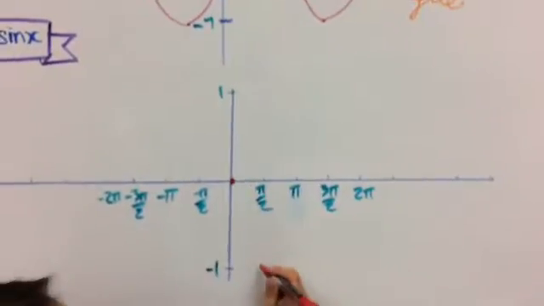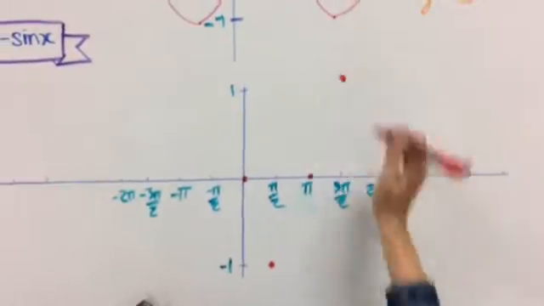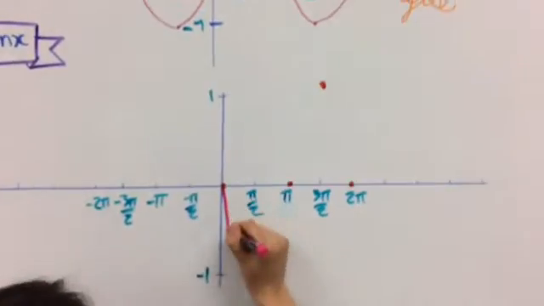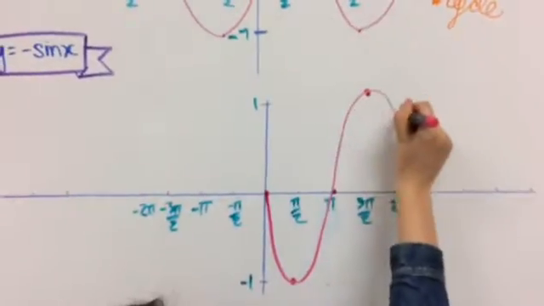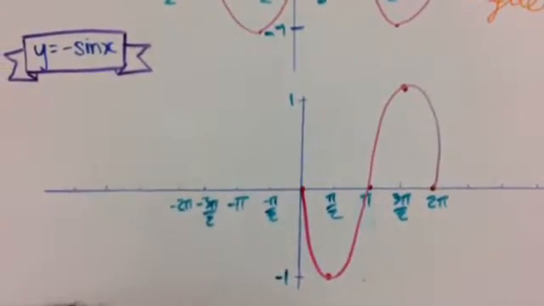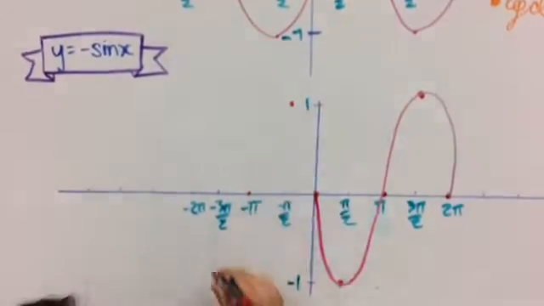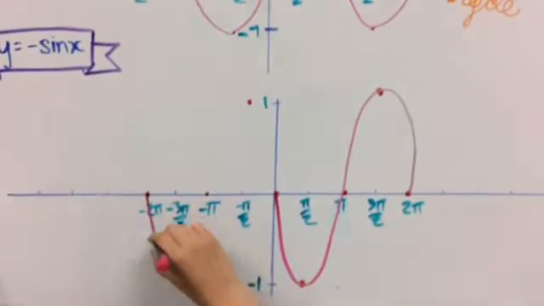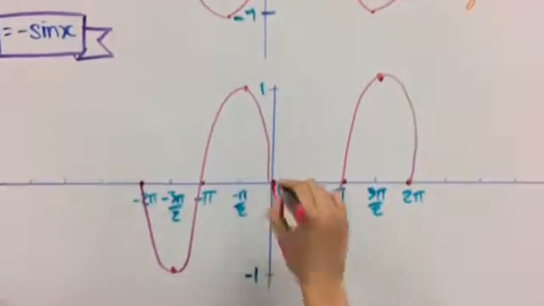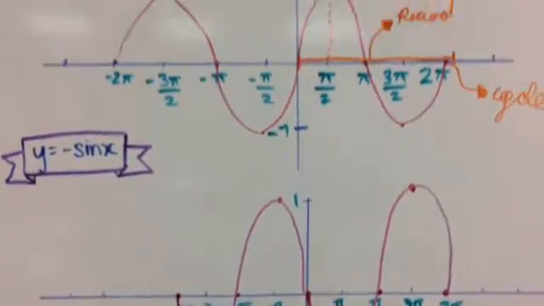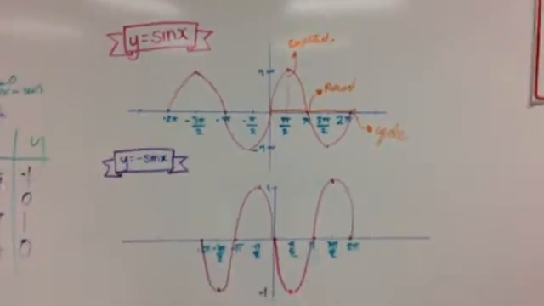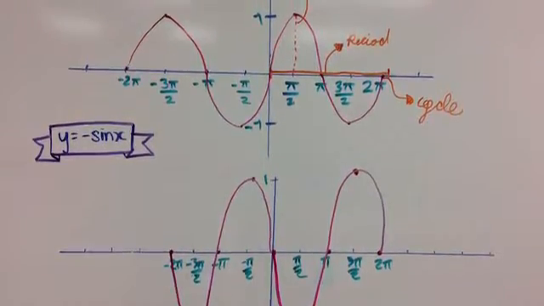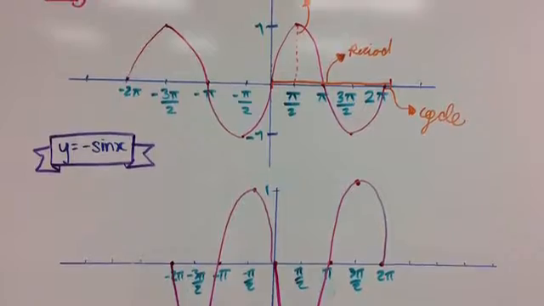To graph this, we can put in the points that we pulled off the unit circle, and then connect them. You can see that the shape it forms is still a sine wave. However, when compared to the base function, y equals sine of x, you can see that they appear to be opposites. While y equals sine of x starts and goes up, y equals negative sine x starts and goes down.